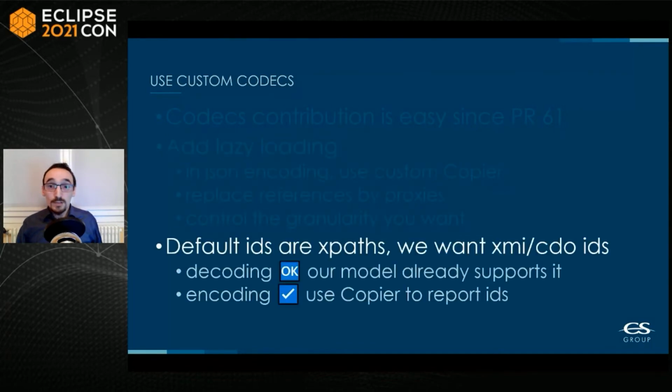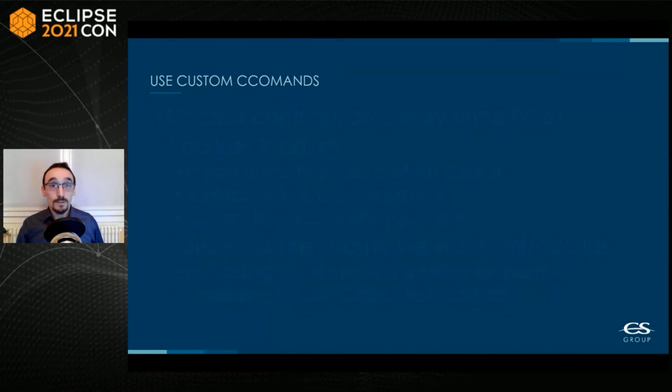You can also migrate the IDs from XPath to XMI or CDO IDs. The decoding works fine by default because it's loading objects from your model resource. And for the encoding, we take a serializer, the same that we customized before, and report all IDs from the original resource to the JSON transmitted resource.